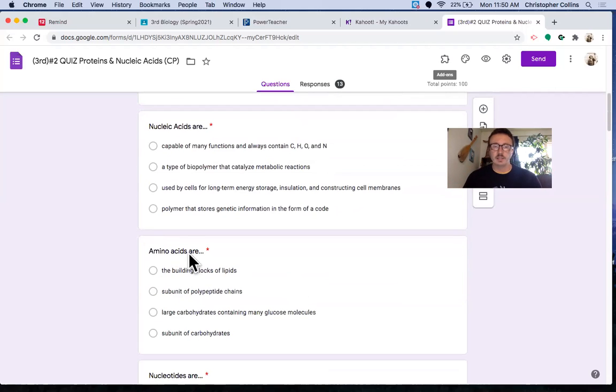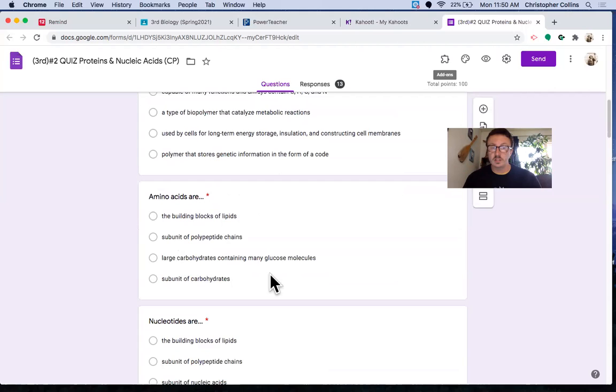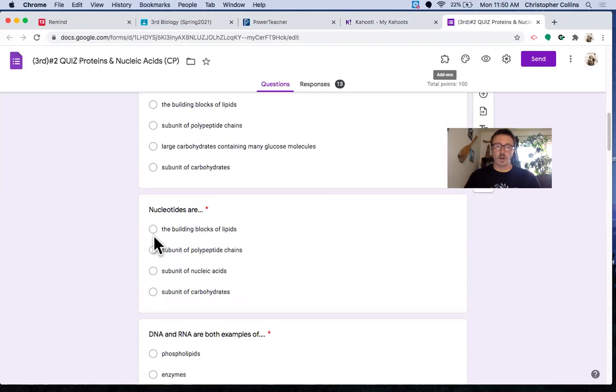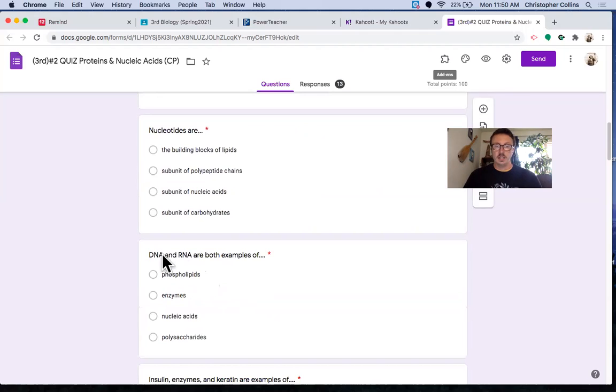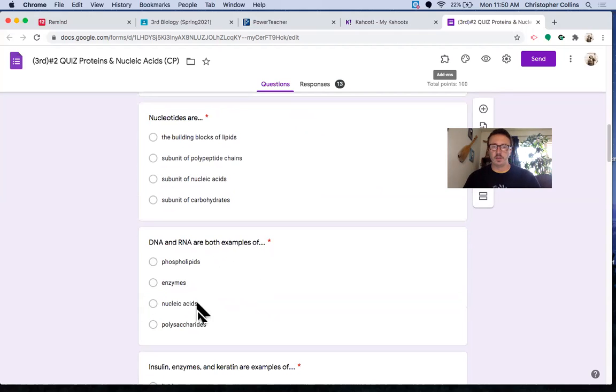What are amino acids? Amino acids are the building blocks of proteins, right? So they're going to be the subunit of polypeptide chains. Polypeptide is another word for protein. Poly just means many. Peptide is talking about the chemical bond that holds the amino acids together to form the protein. What are nucleotides? Nucleotides are tied together to form nucleic acids. So that's the answer there. DNA and RNA are both nucleic acids. The N and the A in both DNA and RNA stand for nucleic acid.